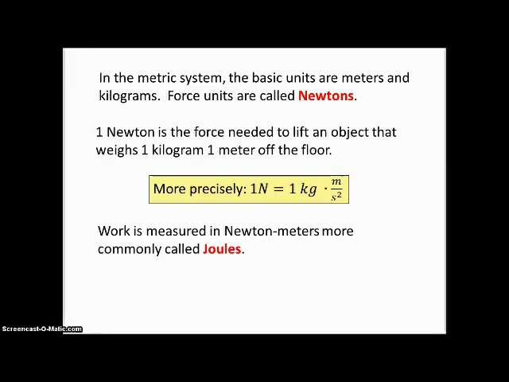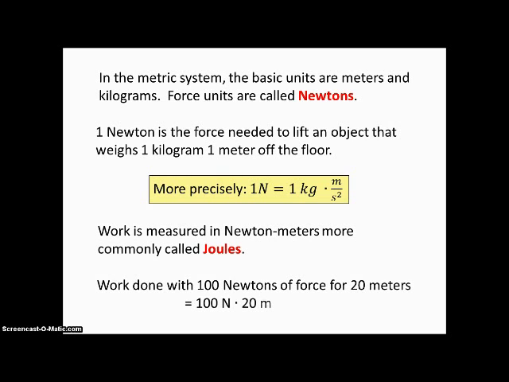So newton meters are only going to be valid and called joules if your measurements happen to be in kilograms and meters. If not, then you're going to have to do some conversions. Work done with 100 newtons of force for 20 meters equals 100 newtons times 20 meters, or 2,000 newton meters, which are more commonly called joules, 2,000 joules. Okay, and you'll see more of this in the exercises.